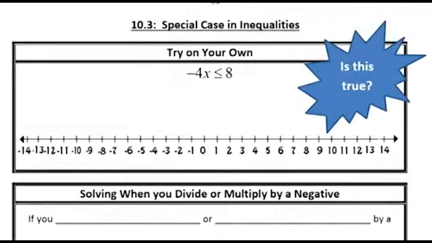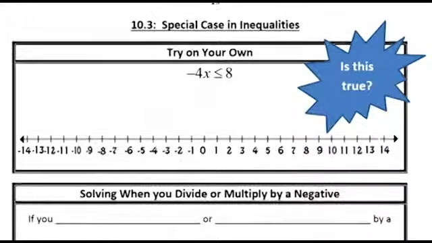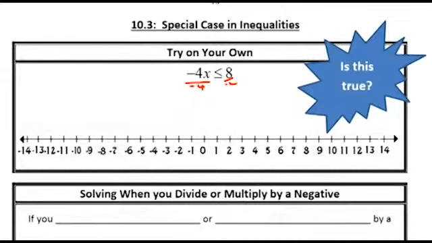Welcome to 10.3. We're going to talk about a special case in inequalities. Let's start by trying to solve this inequality first. Negative 4x is less than or equal to 8. Well, I'm multiplying my variable by negative 4, so I'm going to divide by negative 4 on both sides. Simple enough. This is just like yesterday.